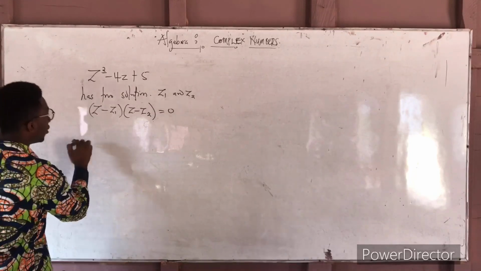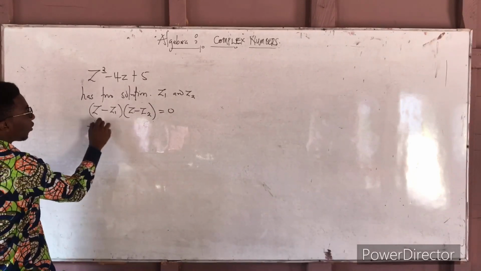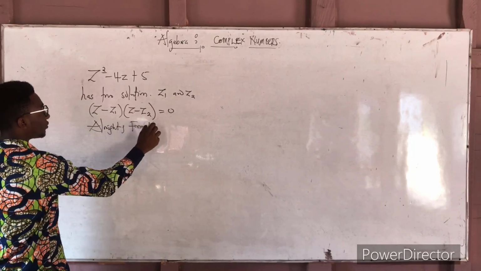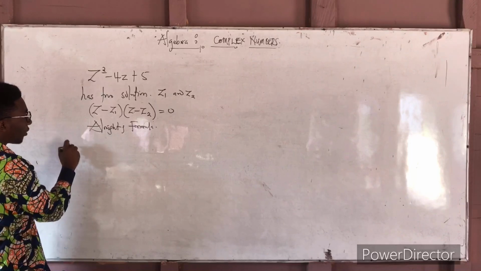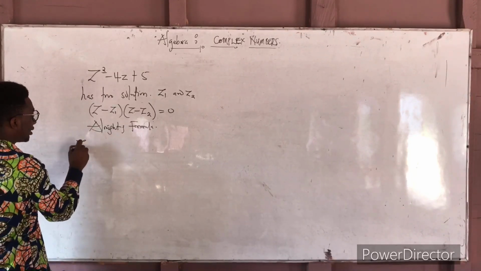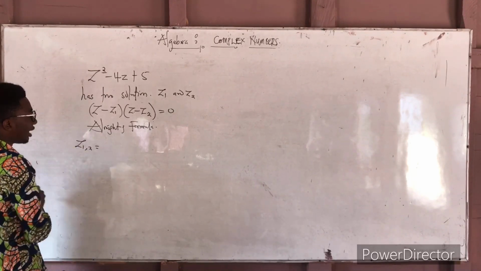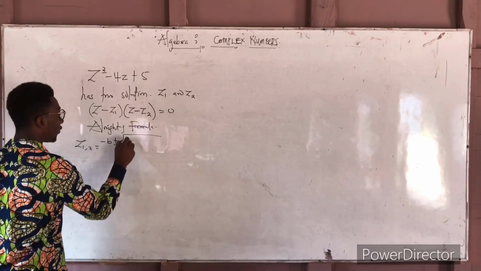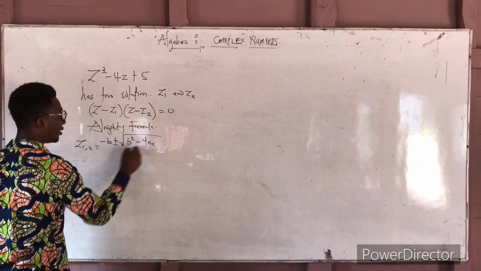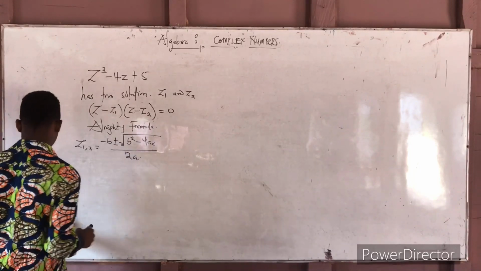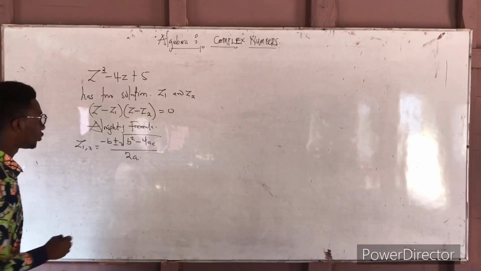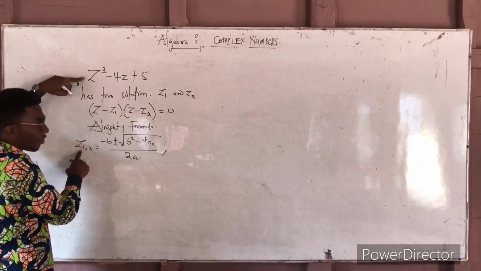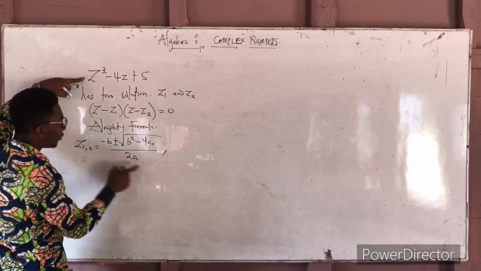Now to solve this, you have to apply the familiar formula you all know as the almighty formula. And what does the almighty formula say? If you want to find our z1 and z2, the formula is minus b plus or minus root of b squared minus 4ac, all over 2a. So if we solve for this particular equation to find our roots z1 and z2, what are we getting?